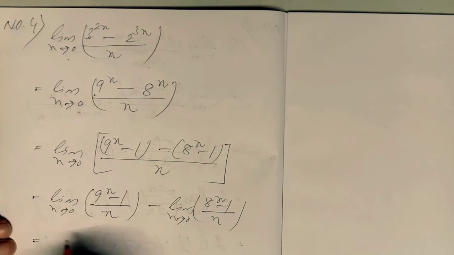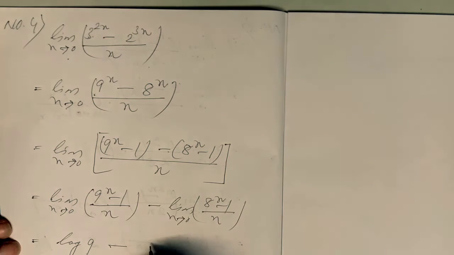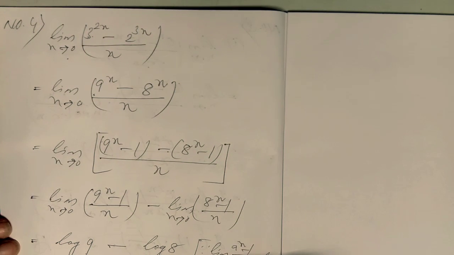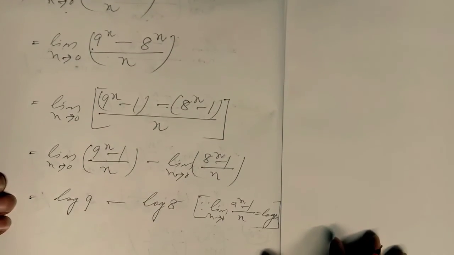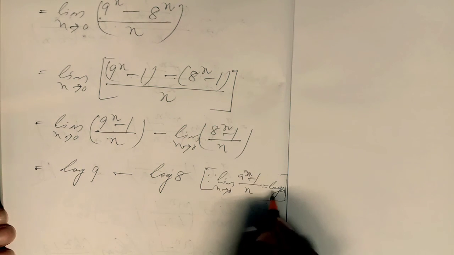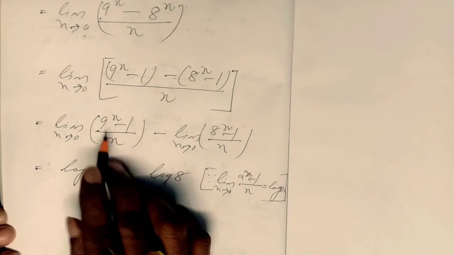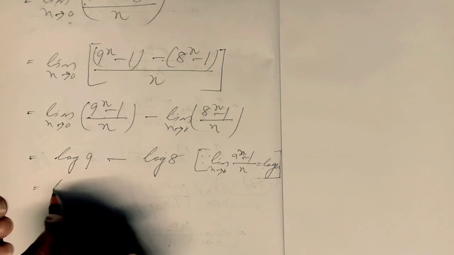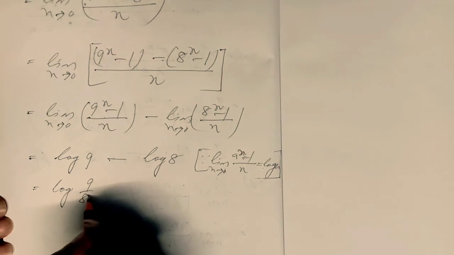What is the formula for this? The formula is log 9 minus, as for the formula, log 8. You can write here the formula. What is that formula? Limit x tend to 0, a to the power x minus 1 by x is equal to log a. So a means here 9 and here a means 8. Log 9 minus log 8. You know the formula, what is that? Log 9 by 8.